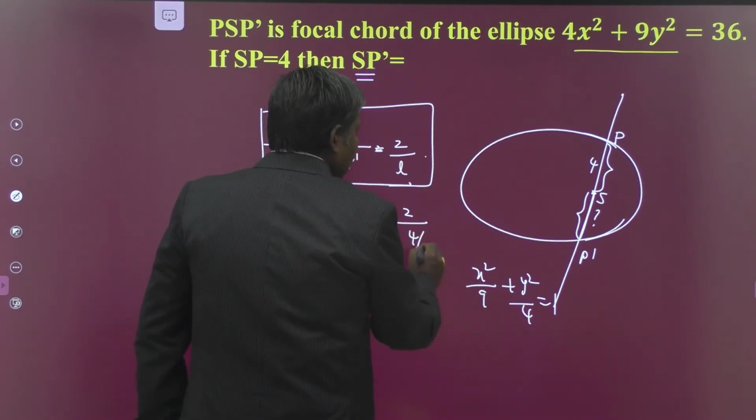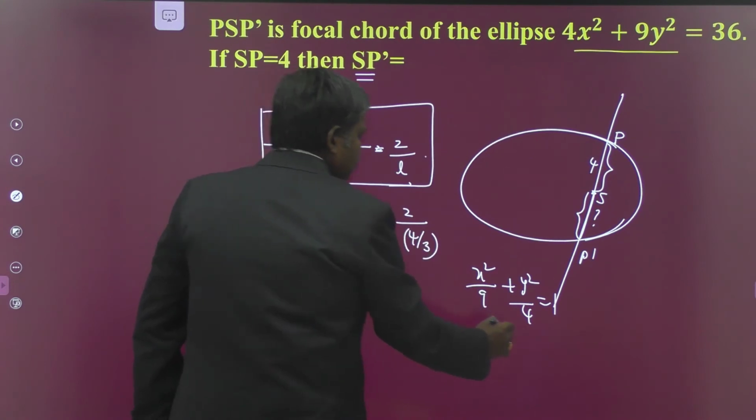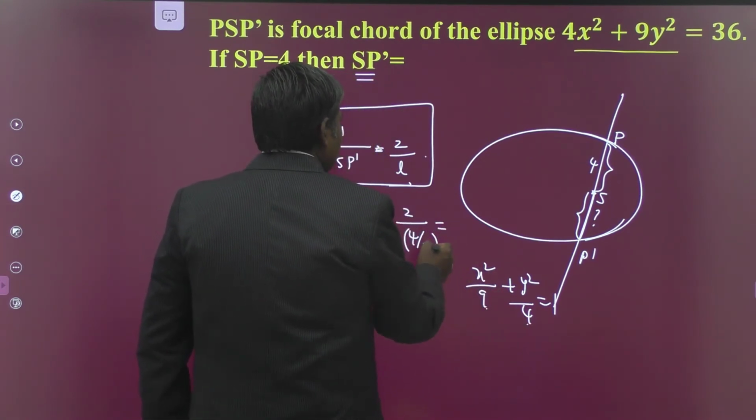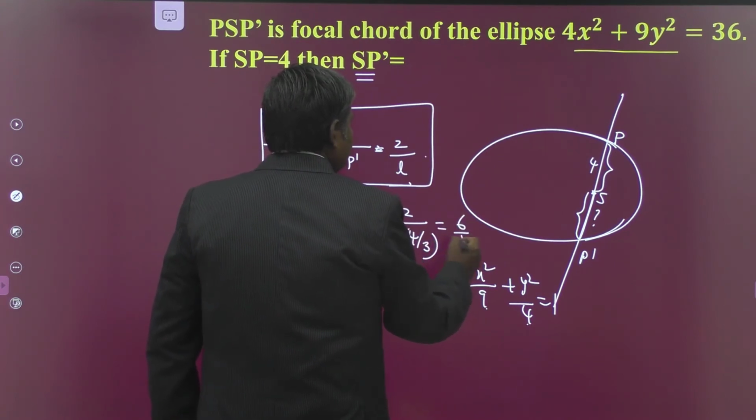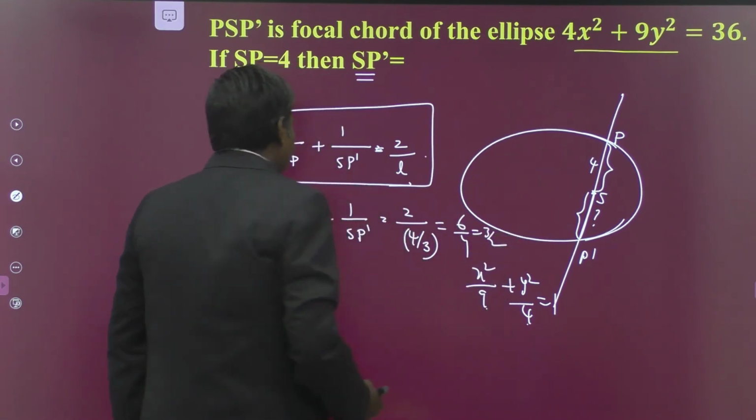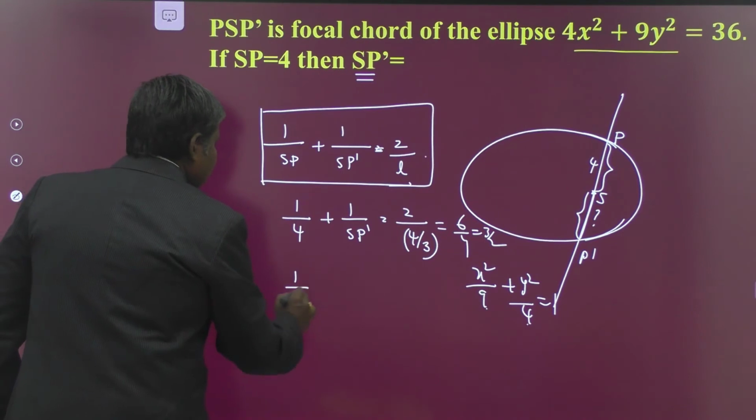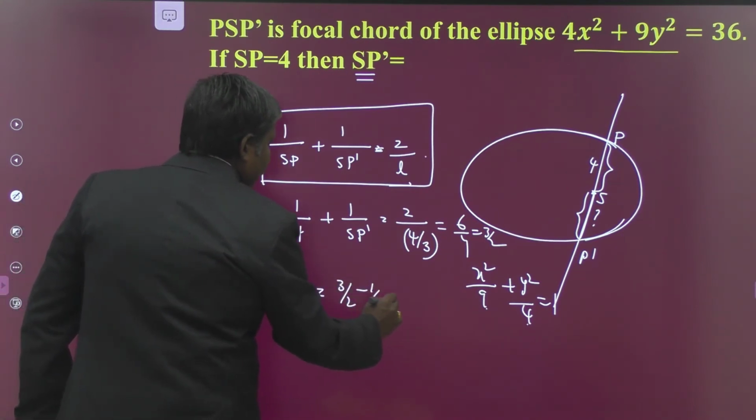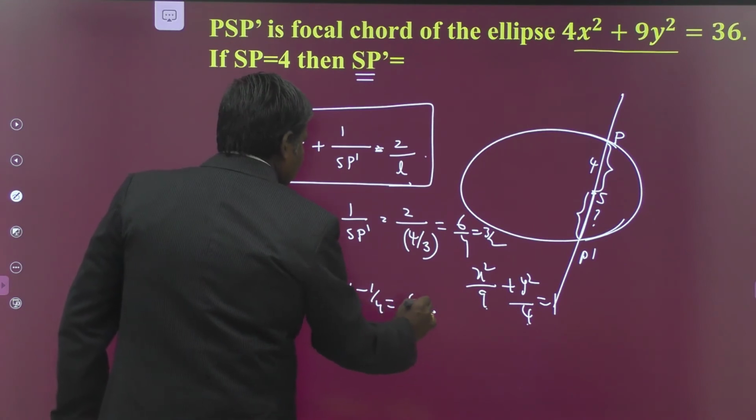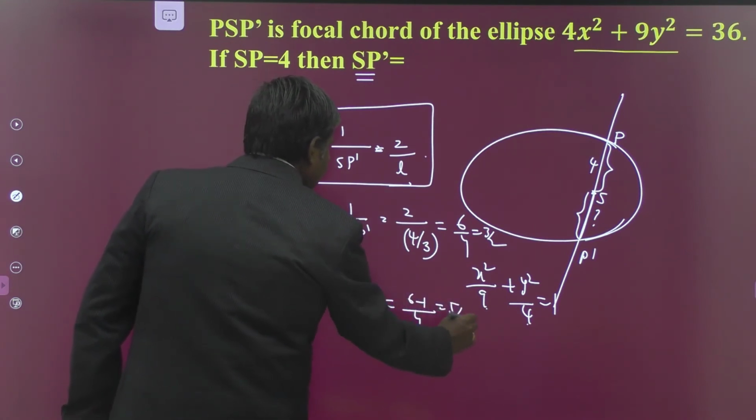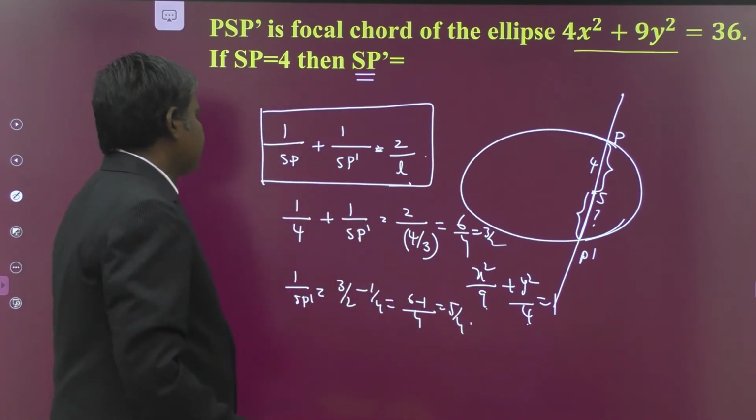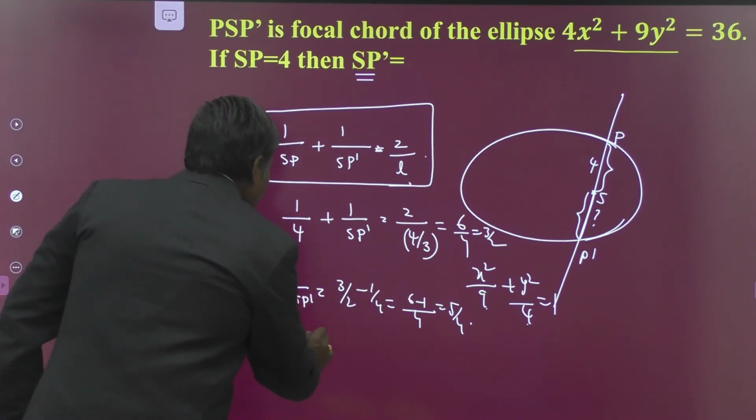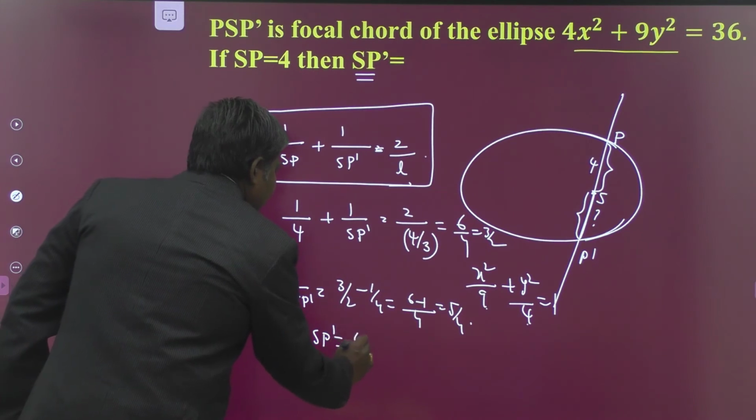B square by A, where A means 3 here. B square is 4, and A is root 9, that is 3. It is nothing but 6 by 4, so this is 3 by 2. Therefore 1 by SP dash is equal to 3 by 2 minus 1 by 4. This is 6 minus 1, 5 by 4. Therefore SP dash is nothing but 5 by 4.